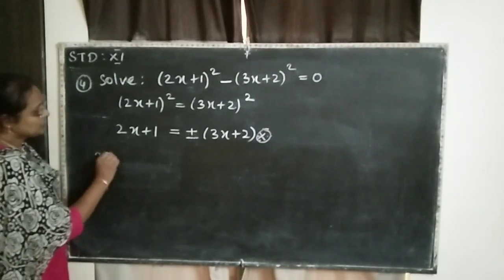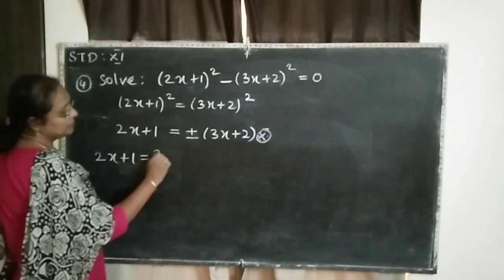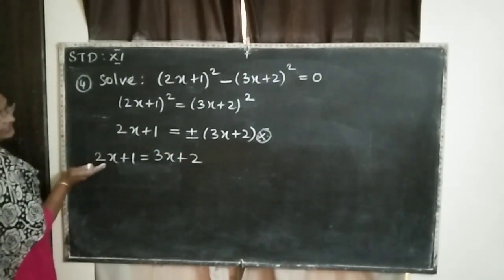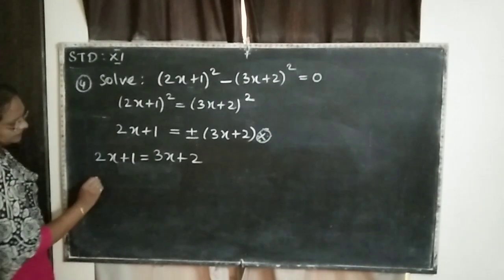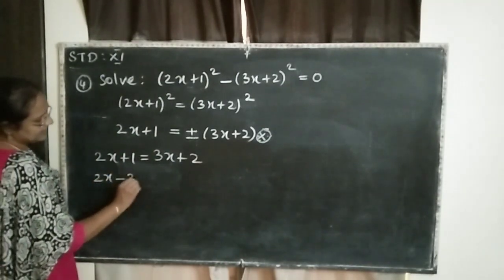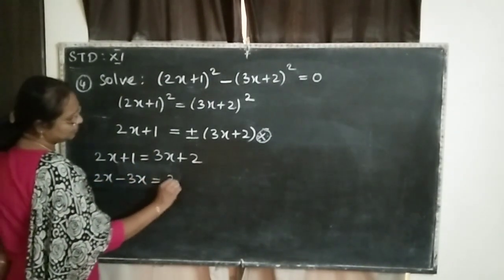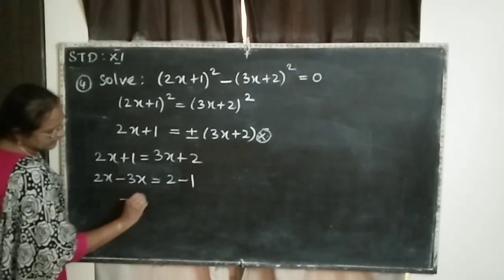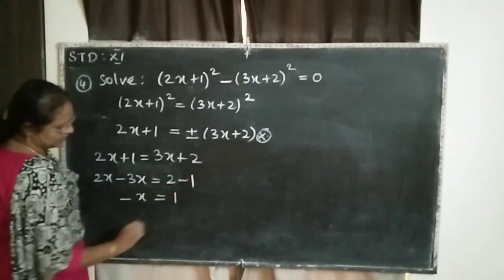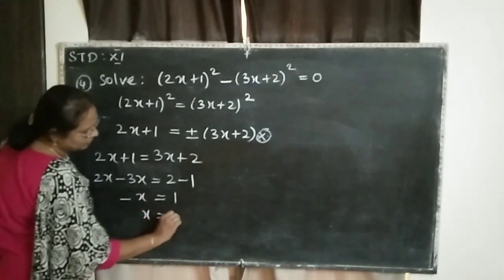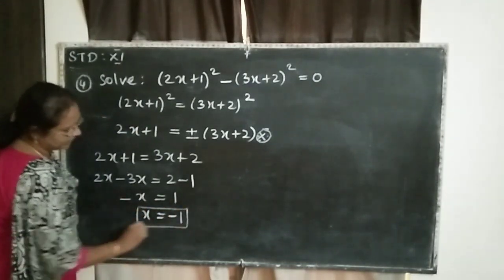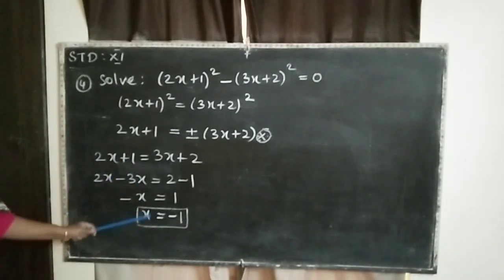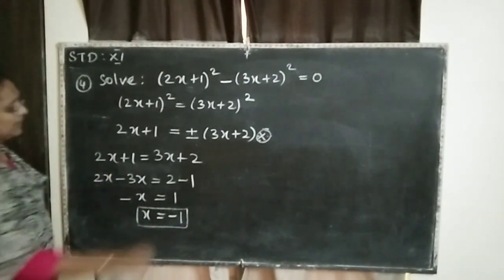So let's see. 2x plus 1 is equal to 3x plus 2. Now shall we take this side? 2x minus 3x is equal to 2 minus 1. So what do we have here? 2x minus 3x is minus x, which is equal to plus 1. So x is equal to minus 1. Do you agree? Very simple steps. On simplifying this, we get x is equal to minus 1.